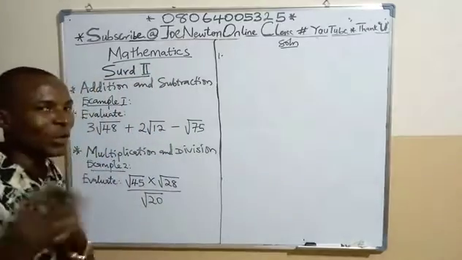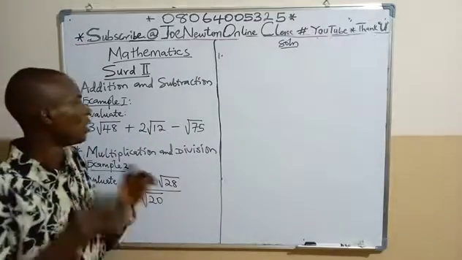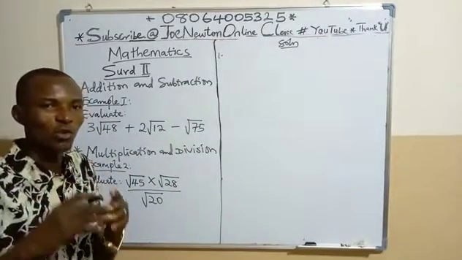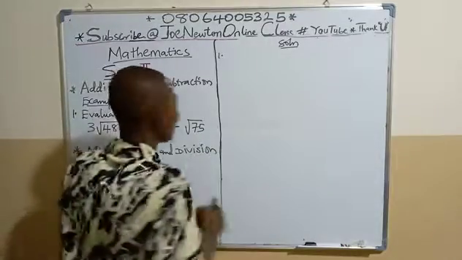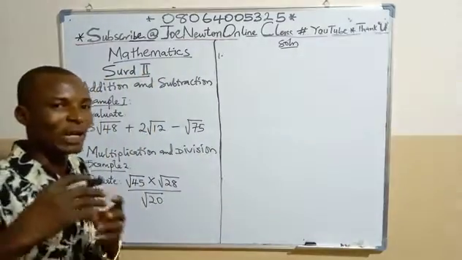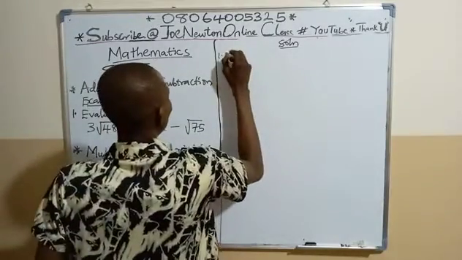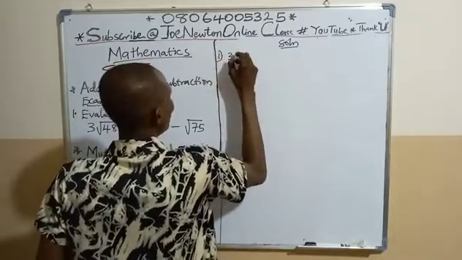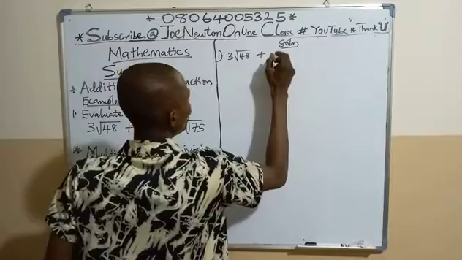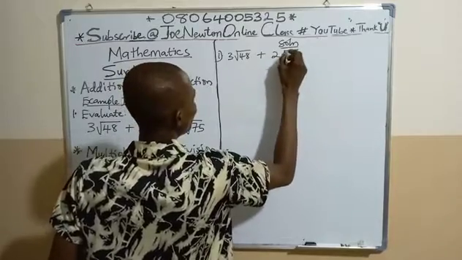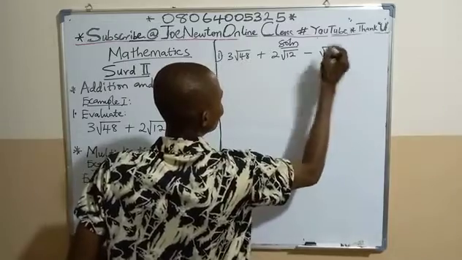Remember what we said in the rule of surds, that for us to have addition or subtraction of surds, it must obey the rule of what? Similarity. That is similar surds. Now let's look at it. That is a surd in which the irrational parts, that the bases, are the same. Now let's look at this. We have 3 root 48 plus 2 root 12 minus root 75.